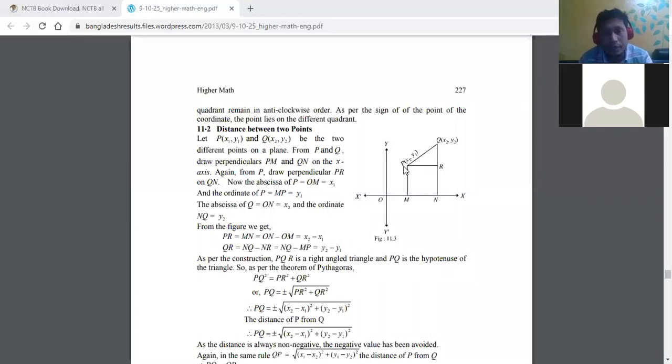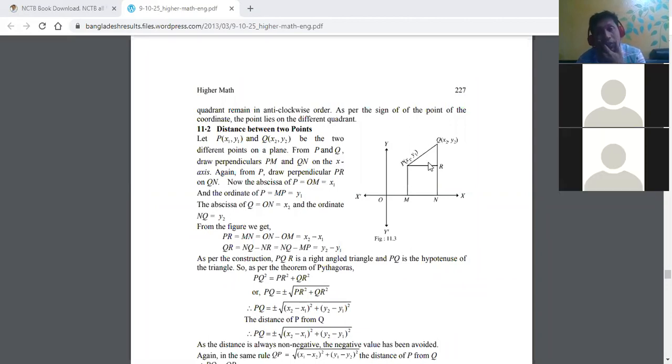So P and Q must have coordinates. We considered the coordinate of P is x1, y1 and the coordinate of Q is x2, y2. You can consider any coordinate, just abscissa and ordinate must be present. Now we want to find out the distance between them.